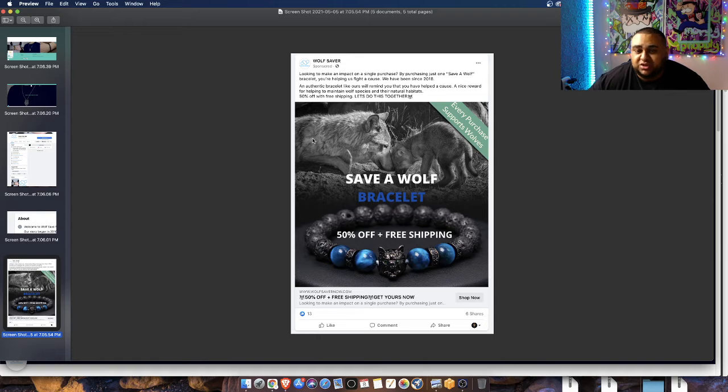Let's do it together. So this whole ad says that you're going to help wolves and support wolves, but it doesn't say how you're going to support them. It doesn't say what you're going to do for them, you know, where you're going to donate the money, anything like that. So that's to be aware. Some of that stuff kind of matters.